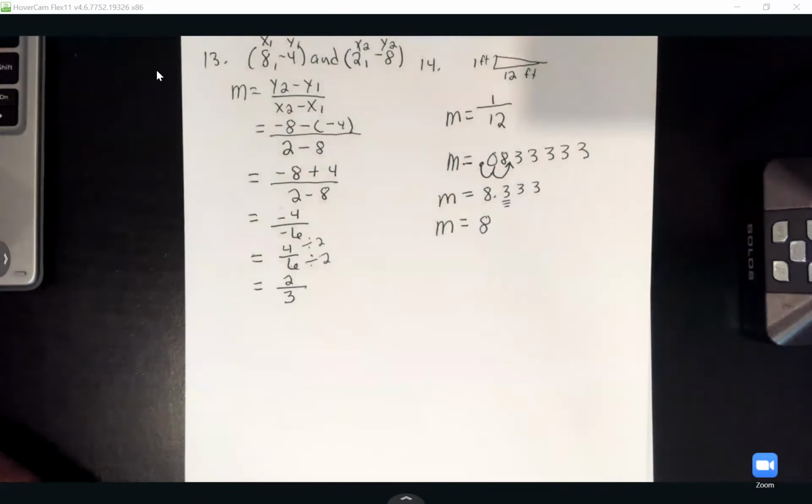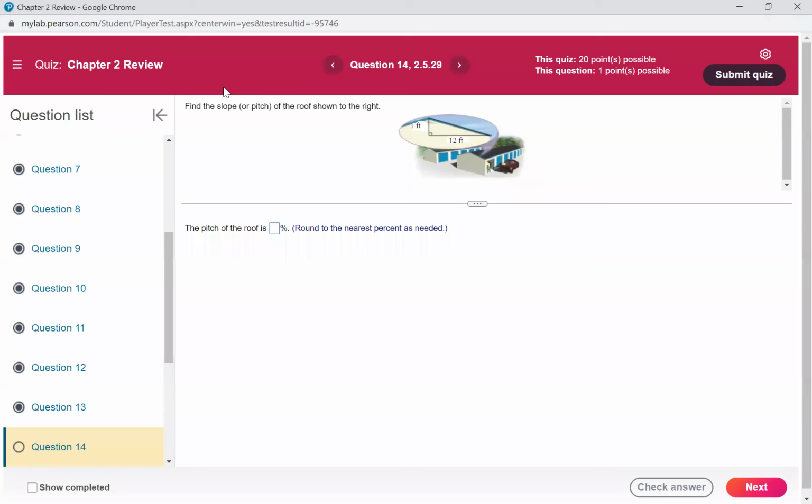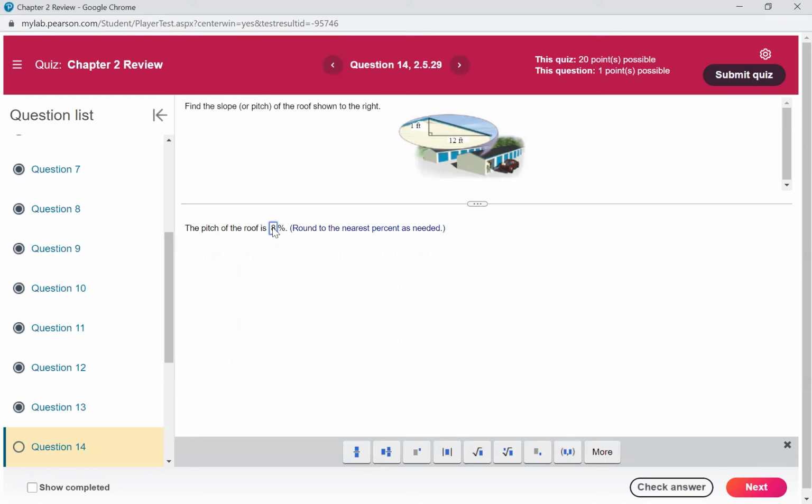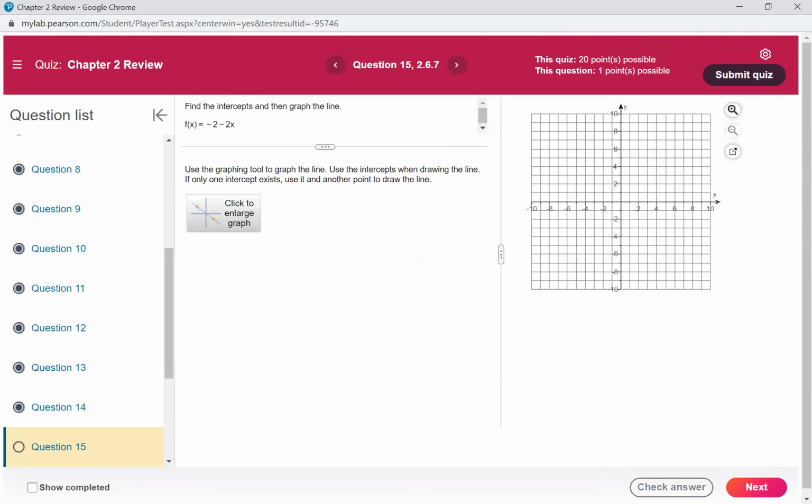So good job, y'all. So that's the trick on that one. So keep it at an 8. And you don't even have to put the percent stuff in there. They've got that on this one. So just come in, put your 8, and then we move to the next problem.